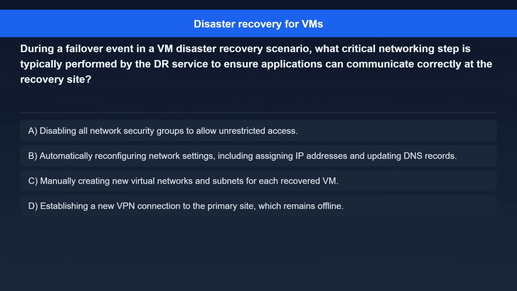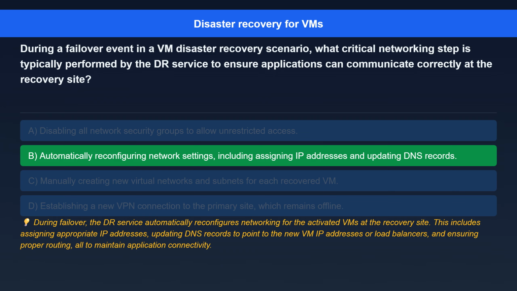Question 9. During a failover event in a VM disaster recovery scenario, what critical networking step is typically performed by the DR service to ensure applications can communicate correctly at the recovery site? Option A. Disabling all network security groups to allow unrestricted access. Option B. Automatically reconfiguring network settings, including assigning IP addresses and updating DNS records. Option C. Manually creating new virtual networks and subnets for each recovered VM. Option D. Establishing a new VPN connection to the primary site, which remains offline.